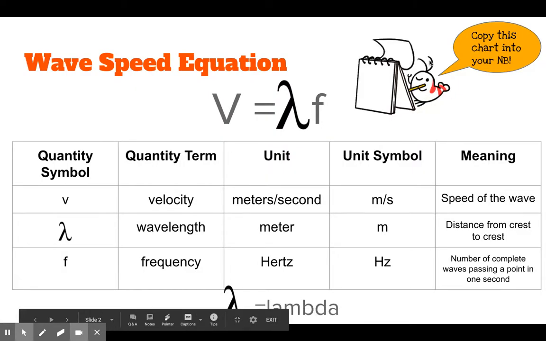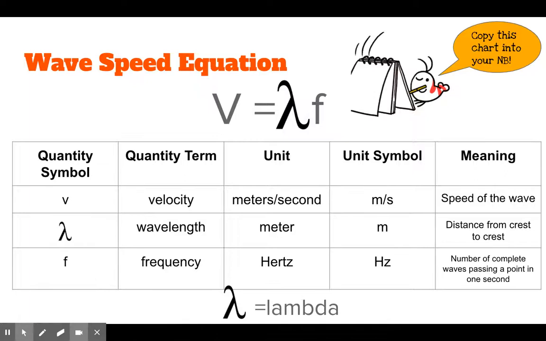So the first thing you're going to want to do is open up this presentation, and it's in Canvas. So basically, first you write this in your notebook, the different parts of the equation. The V stands for velocity. Velocity is measured in meters per second. The symbol is m/s, and that just is the speed of the wave.